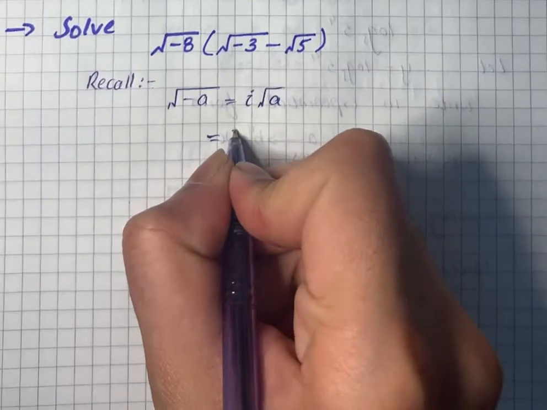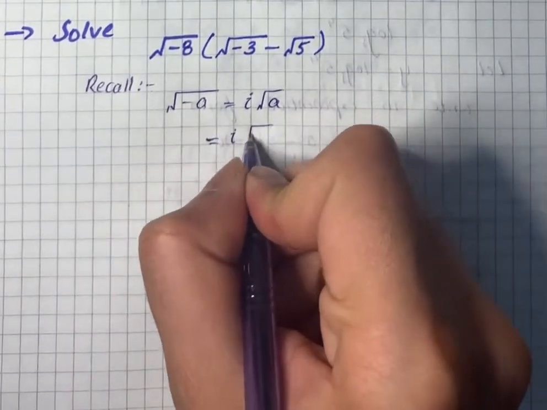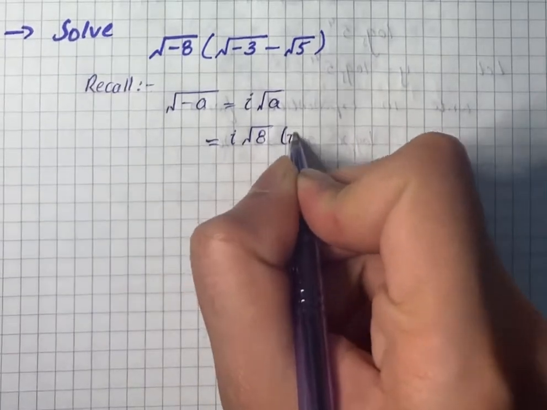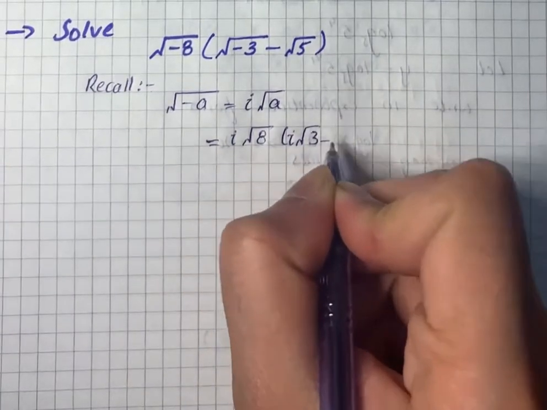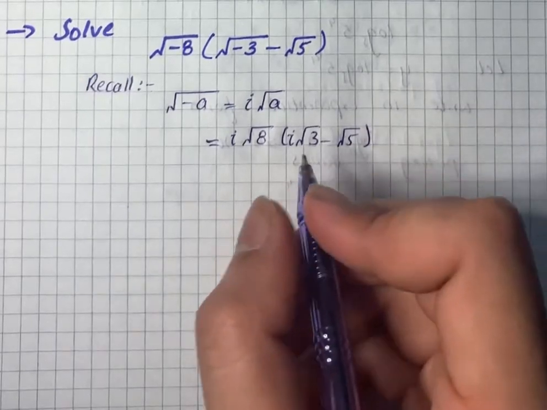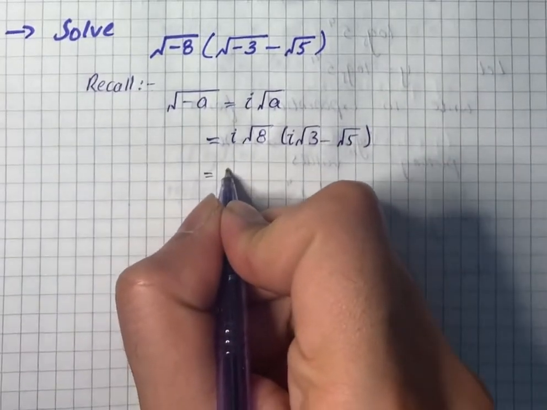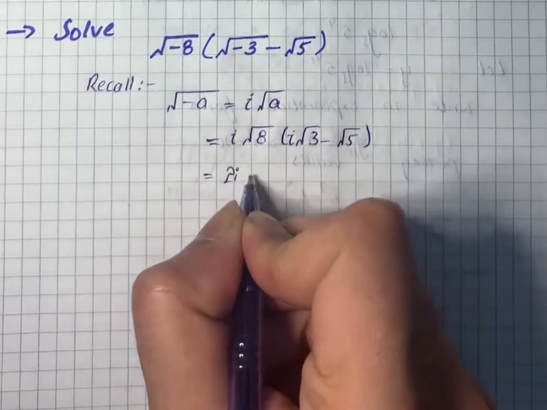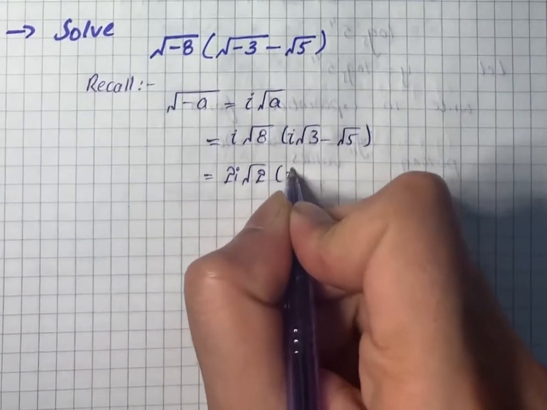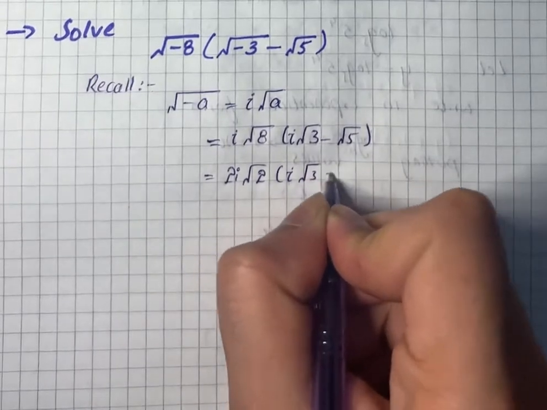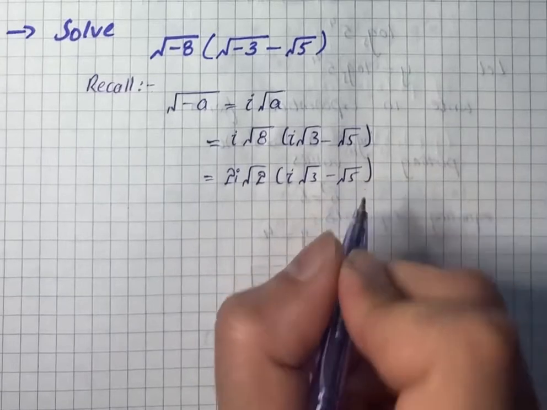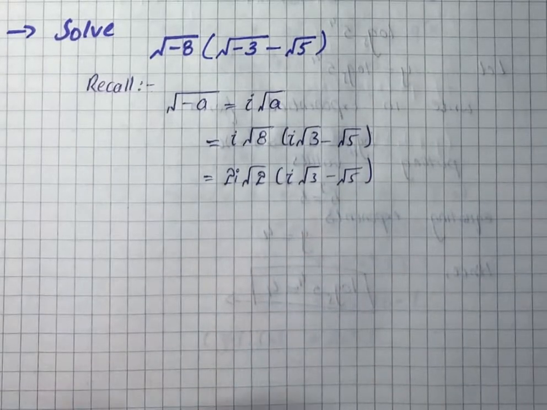So let's say i into root 8 into i root 3 minus root 5, right? So we have 2i root 2 into (root 3 minus root 5). Now we will apply the distributive property.